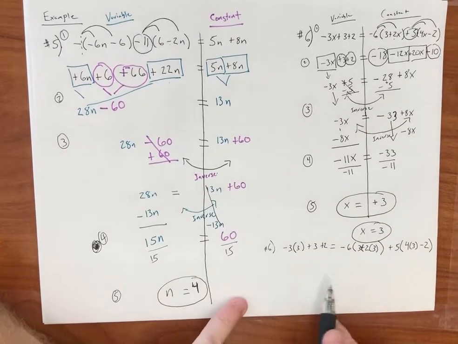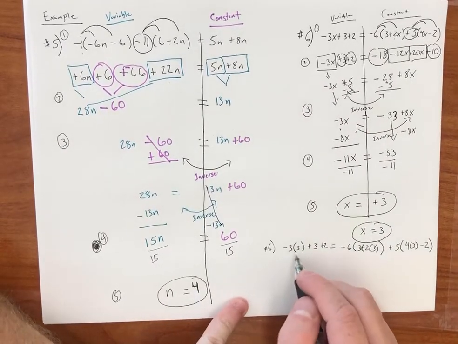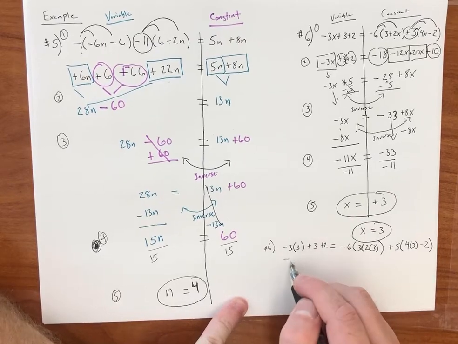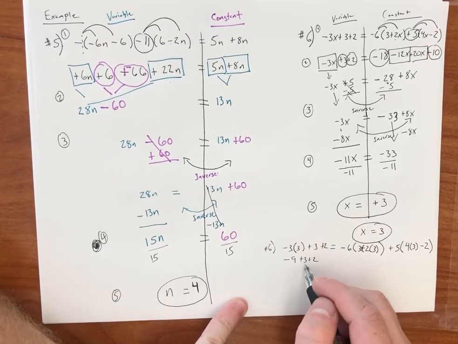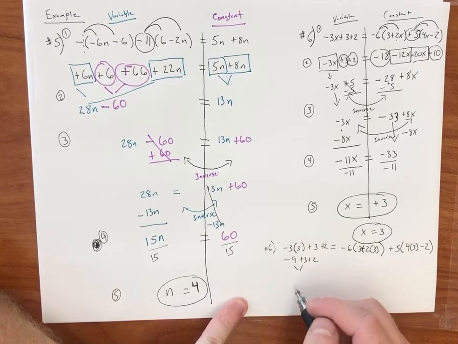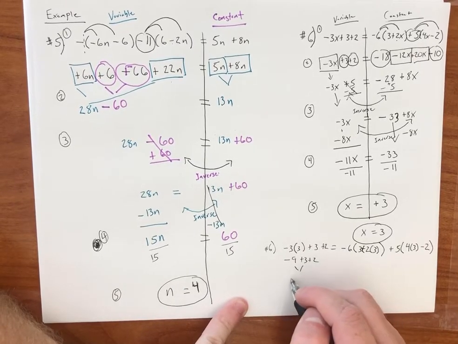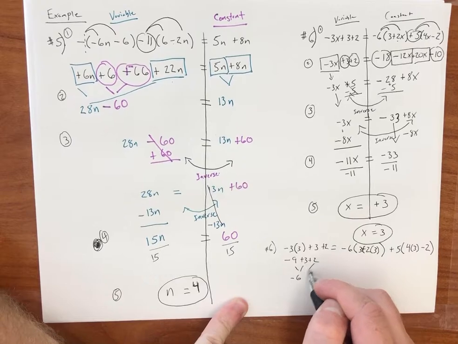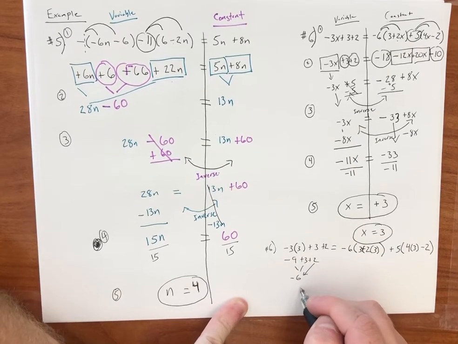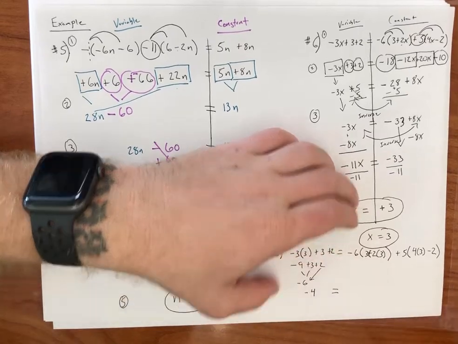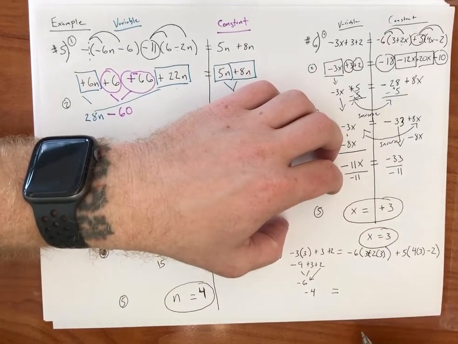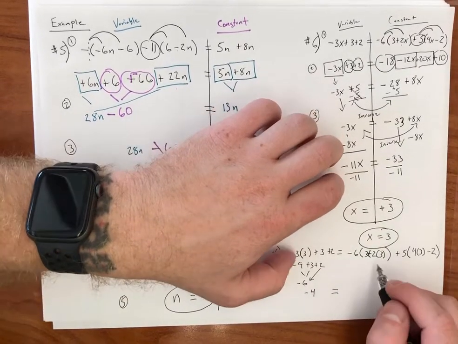Okay, so let's go ahead and do the math. 3 times 3, negative times a positive is going to give me a negative. 3 times 3 gives me 9, plus 3 plus 2. Negative 9 plus 3 is going to give me negative 6, plus 2 is going to give me negative 4. So negative 4, if this answer is correct, it should come out to be negative 4 on this side as well. So let's go ahead and do the math here.